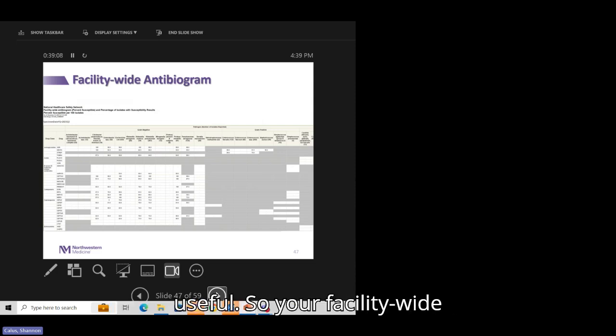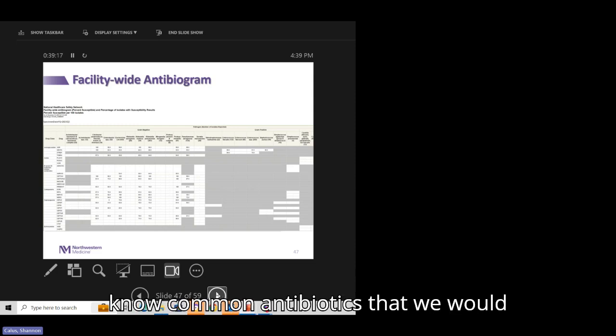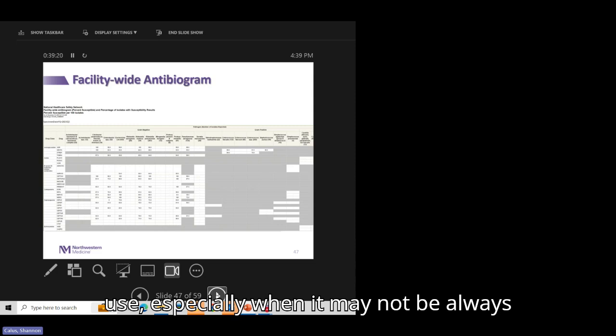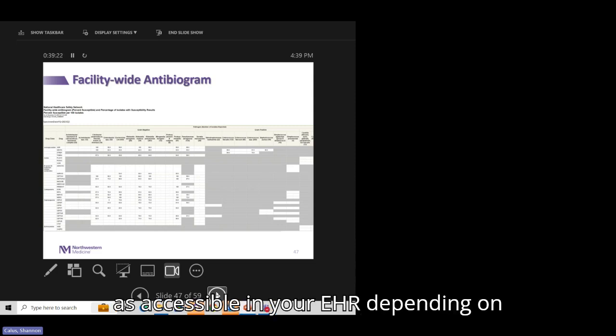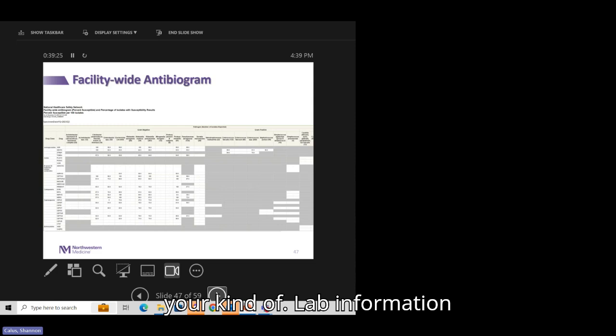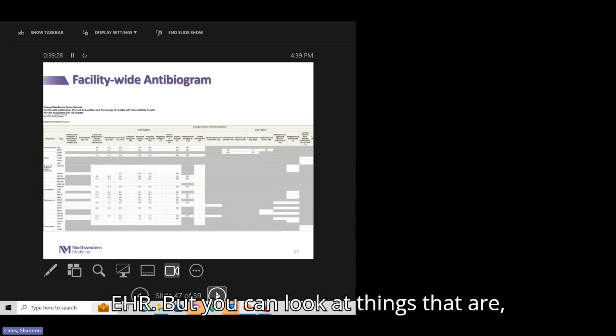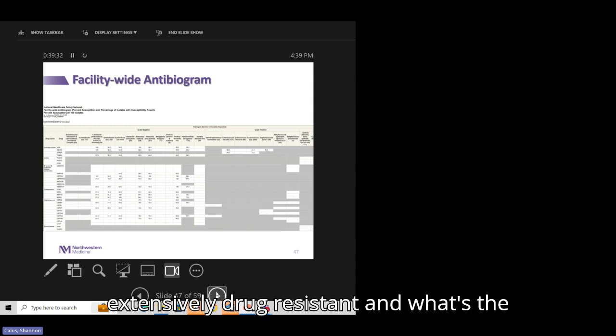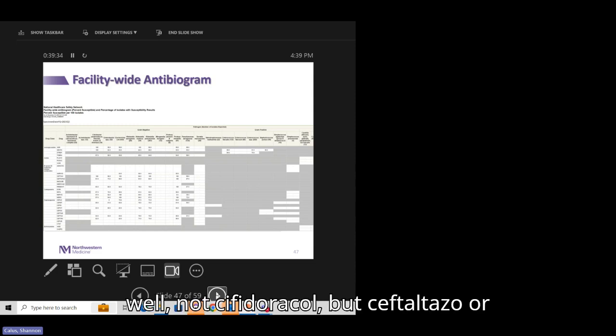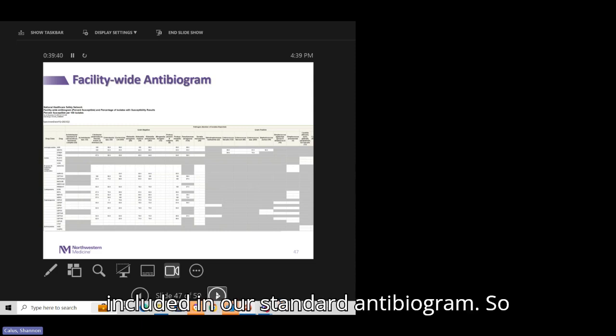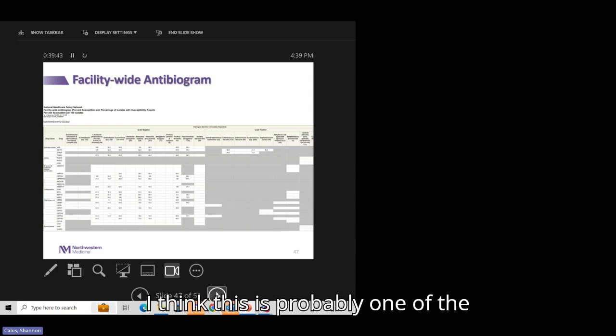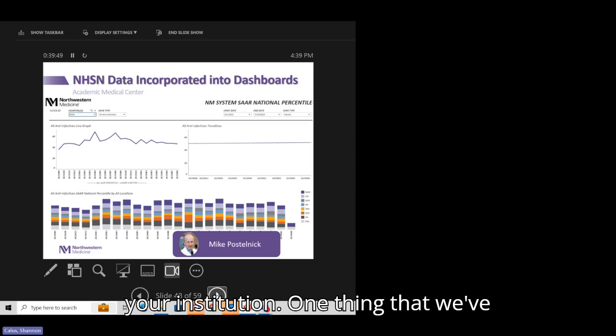This one I think is probably the most useful. So your facility-wide antibiogram. Sorry if it's a little small. But it gives you information about specific pathogen groups and then common antibiotics that we would use, especially when it may not always be as accessible in your EHR, depending on your lab information system and how much it speaks to your EHR. But you can look at things that are multi-drug resistant or extensively drug resistant, and what's the likelihood that things like ceftobiprole, ceftolozane-tazobactam or ceftazidime-avibactam may cover, that aren't always included in our standard antibiogram. So I think this is probably one of the things that I would definitely say to start with, because it gives you a nice sense of overall resistance rates within your institution.